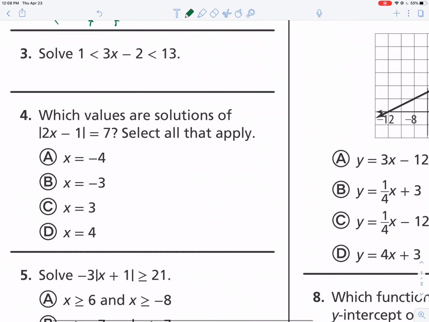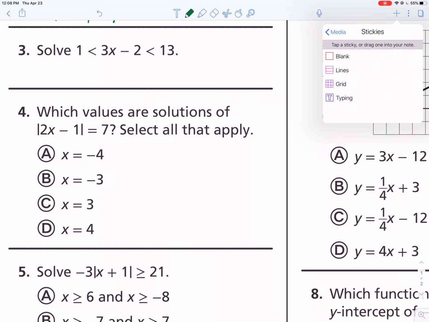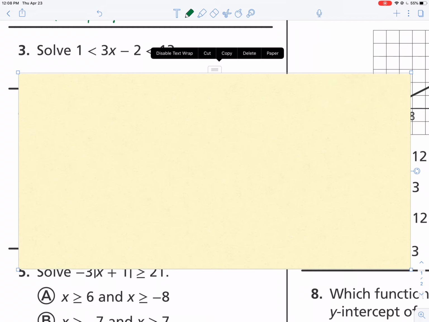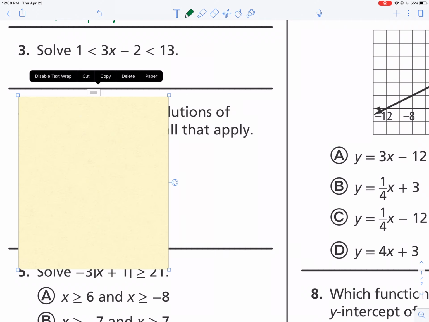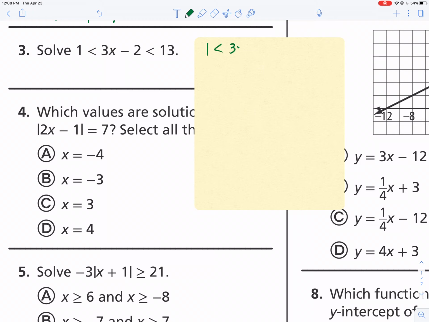Okay, we jump down to number 3. Again, we don't have a lot of space, so we're going to use a sticky note to give us a little bit of space to work with. Okay, and I'm going to rewrite our inequality. I'm going to do 1, our inequality sign, 3x minus 2. There are 2 ways to do this, and I'll show you both ways. We'll do it one way, and then I'll give you the option the other way if you like it better.